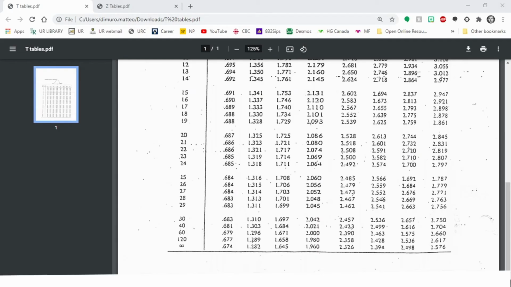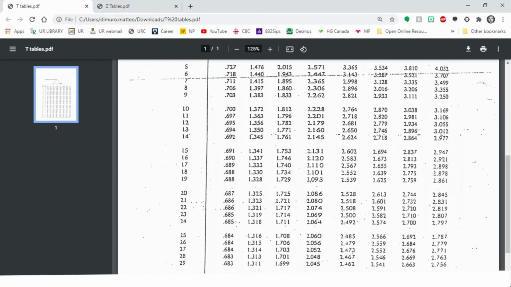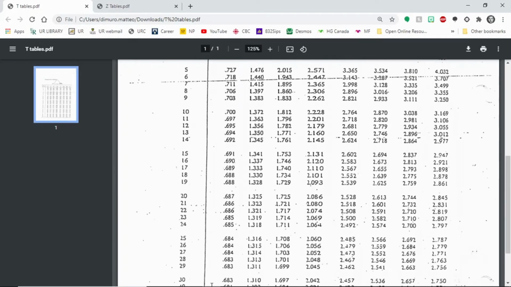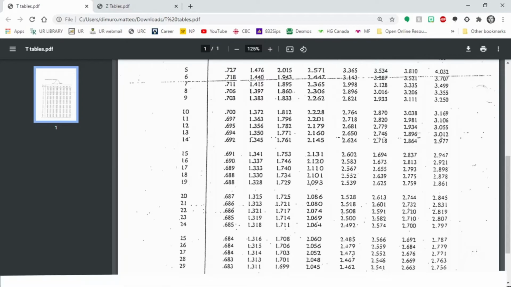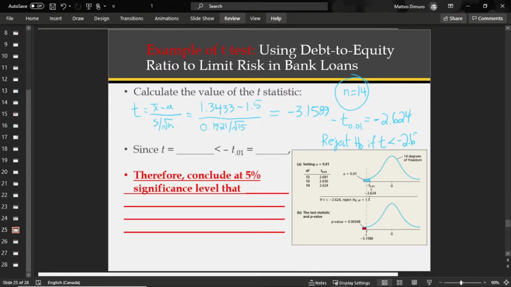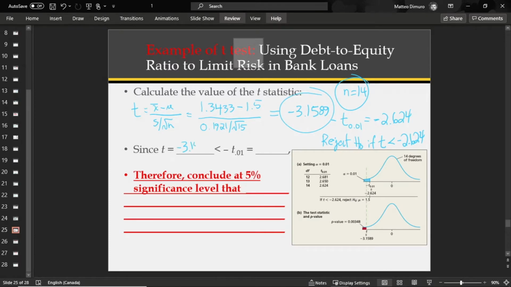So for n equal 14, and we're looking for 0.01, there it is, this column right here, 2.624. So negative 2.624. We reject H0 if our t statistic is less than negative 2.624. Now, we got a t value of negative 3.1589. This is less than negative t of 0.01, which was equal to negative 2.624. So what do we do?